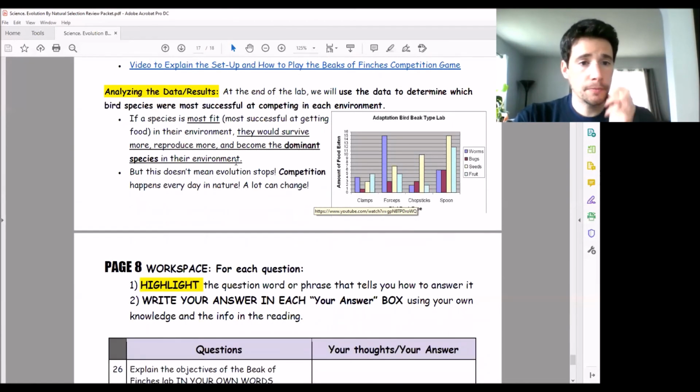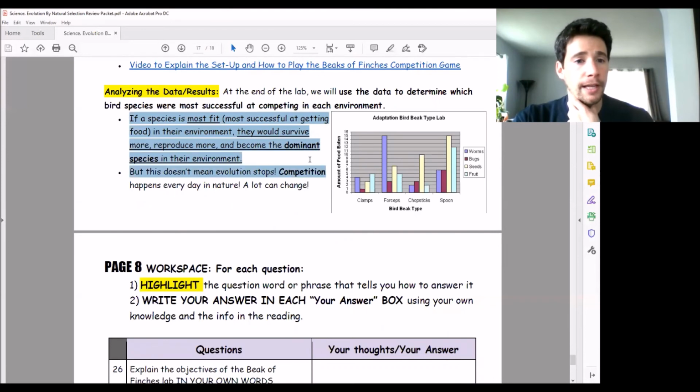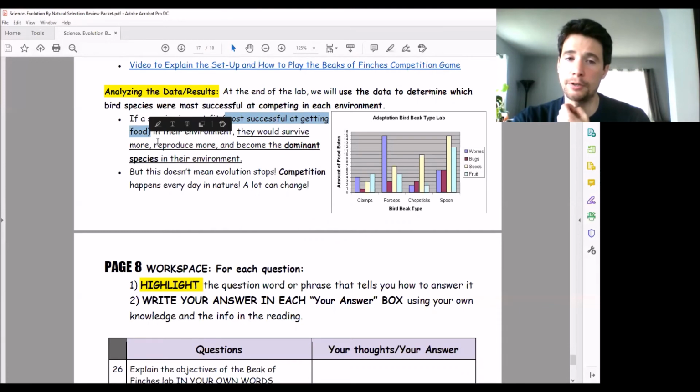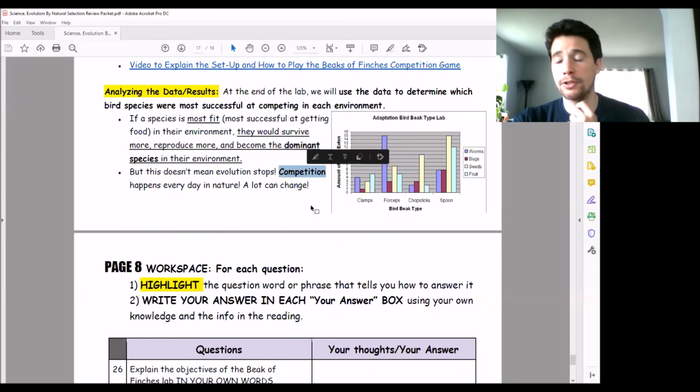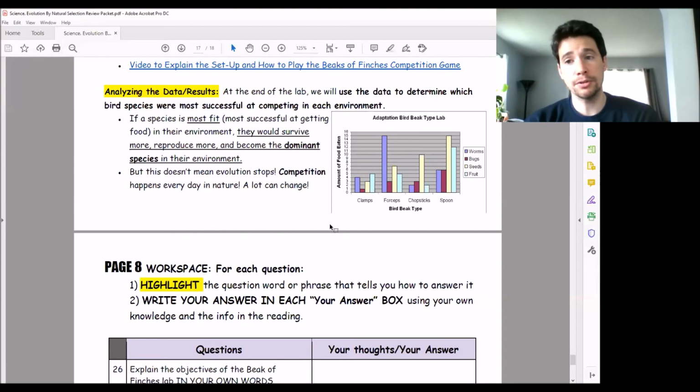Okay. So again, I'll just read this for the last bit. If a species is most fit, that means that they're successful at getting the food in their environment, then they would survive more. They survive more, they reproduce more, and then they become the dominant species of bird in that environment, right? And competition is just going to keep happening every single day. Every day I'm looking out in my backyard, there are birds fighting over resources, and those that are most successful are going to become more common next year, because they're going to be surviving and making more eggs.